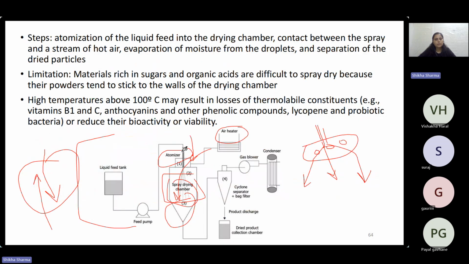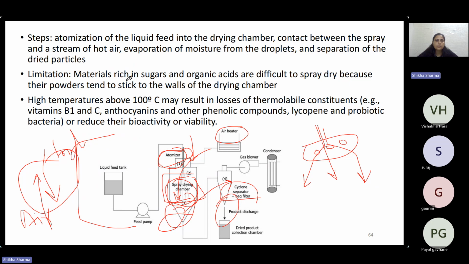So what is happening here? Atomization is happening of the liquid feed, and then that will go into the drying chamber. In the drying chamber, there is hot air. So there is contact of the hot air stream and the food product, and because of that, moisture will be removed from the food product, and the dried product will come at the bottom, which will be separated in the cyclone separator, based on the density.